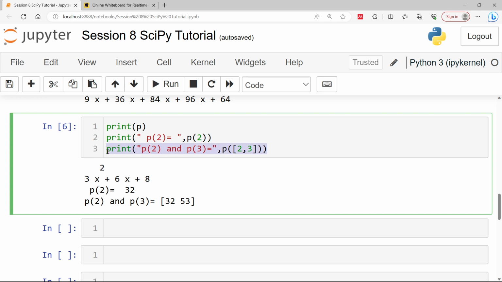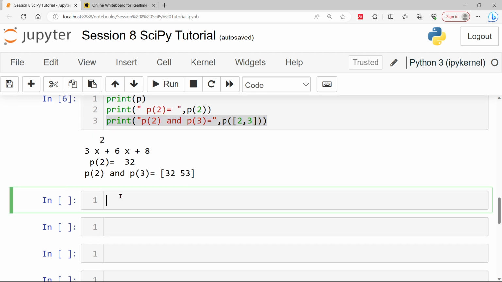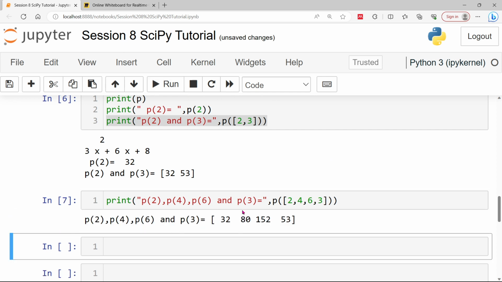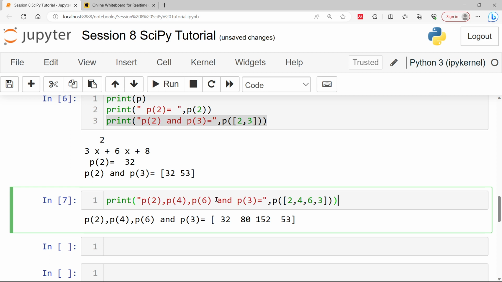Suppose I am going to print this function, copy and print this value, and let's say I try to print more values, let's say 4, or let's say p of 6 also. So I'll include 4 and 6 and comma 3. Can you see it's giving the respective values 32, 80, 152 and 53. So we have all the values here, and the respective values will be there, right?